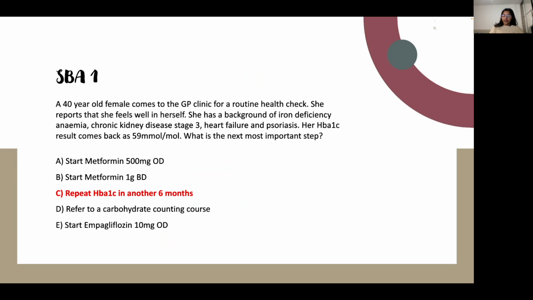And if you remember, if someone's asymptomatic, then they need 2 positive tests on 2 different occasions. She's had a single HbA1c result come back as 59, but we need to repeat it to actually confirm her diagnosis before we go about treating anything. And remember that if we were to treat it, we're always going to start off with lifestyle measures before we add in any medications.